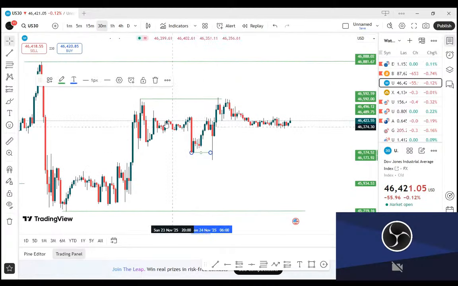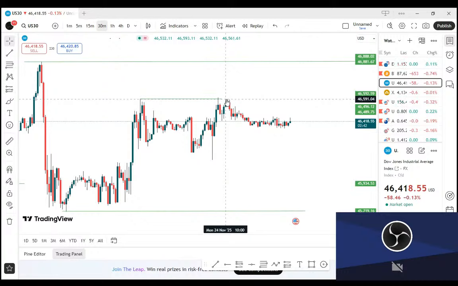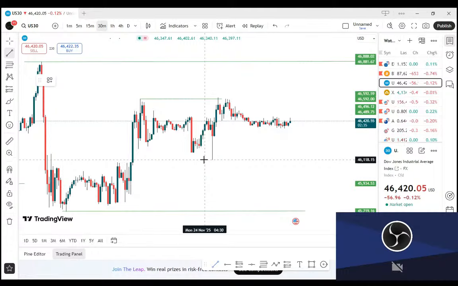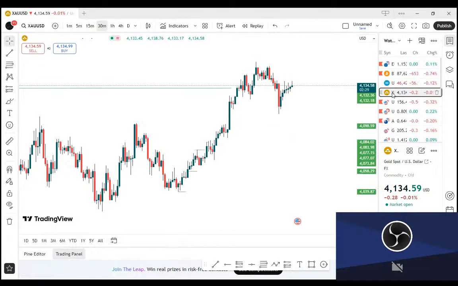And then let me delete this. Okay, price came back here and then next down. So I'm still having the marker from the 5 minutes time frame and this 30 minutes time frame. Let's check out gold from the 30 minutes time frame.